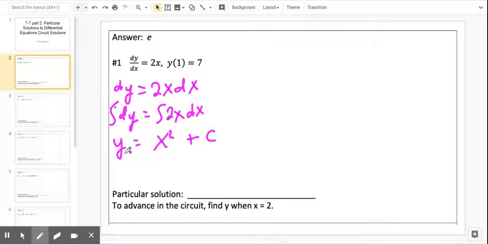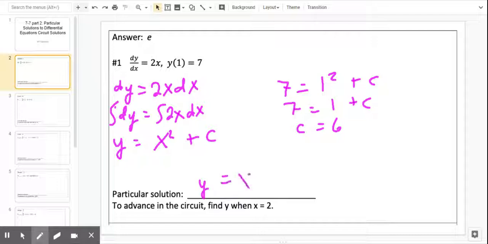So that's our general solution, but we want to find the particular solution because they give us this condition here. So y of 1 equals 7, which means 7 equals 1 squared plus c. So 7 equals 1 plus c, c equals 6. So our particular solution is y equals x squared plus 6.